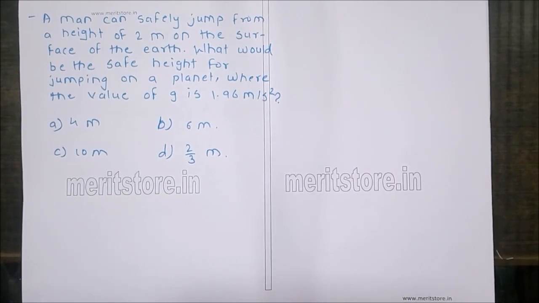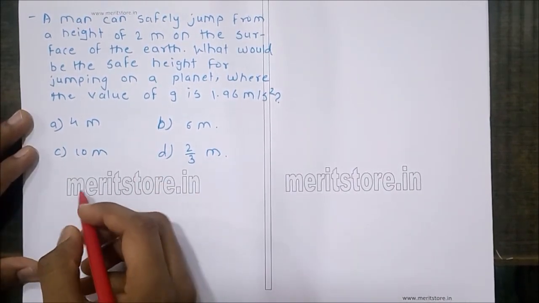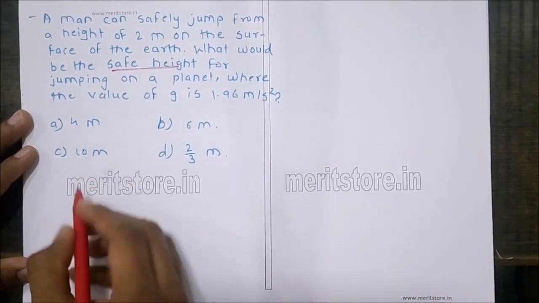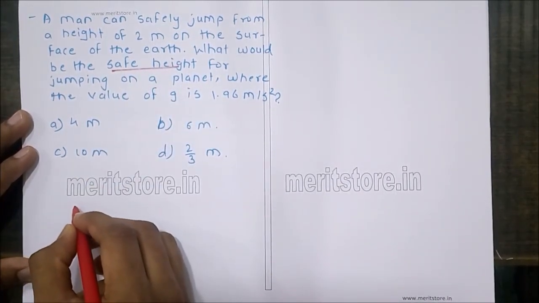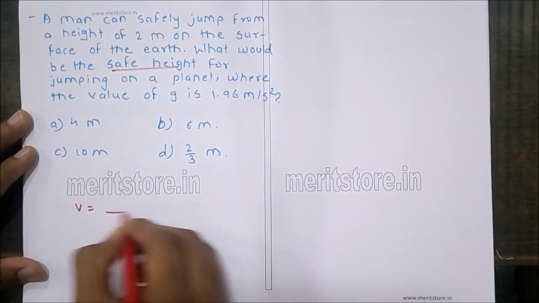A man can safely jump from a height of 2 meters on the surface of the earth. What would be the safe height for jumping on a planet where the value of g is 1.96? The options given are 4 meters, 6 meters, 10 meters and 2 by 3 meters. So basically, in order to find out the safe height, what we need to know is the terminal velocity or the final velocity of the man when he reaches the ground.